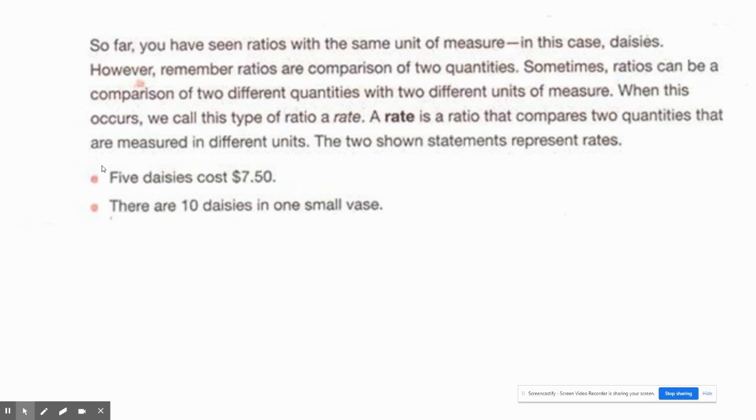So far, you've seen ratios with the same unit of measure, in this case, daisies. However, remember, ratios are comparisons of 2 quantities. Sometimes ratios can be a comparison of 2 different quantities with 2 different units of measure. When this occurs, we call it a rate. A rate's a ratio that compares 2 quantities that are measured in different units. The 2 shown statements represent rates. We just looked at those individually, and this sums it all up for you.